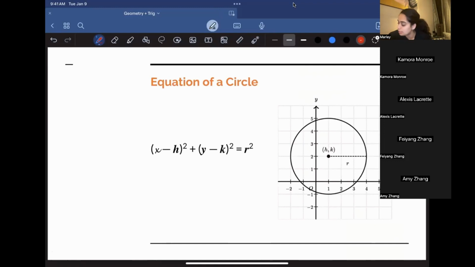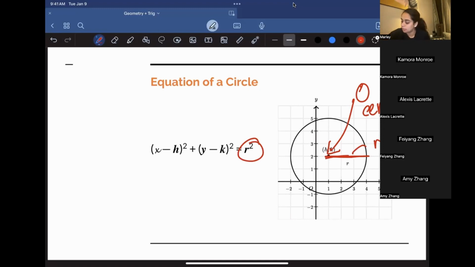So we have (x − h)² + (y − k)² = r². (h, k) is the center of the circle, and the radius is r, so we square it for the equation. Just remember this because it'll be important for all circle equation questions.